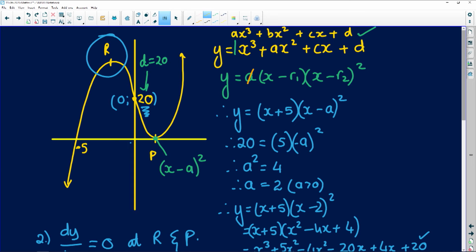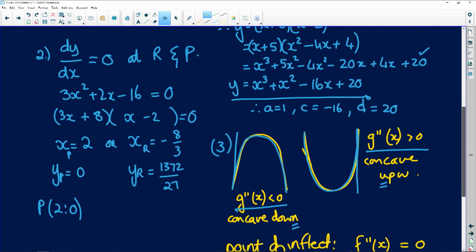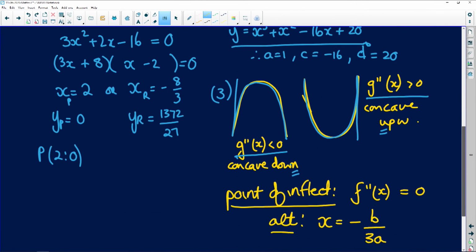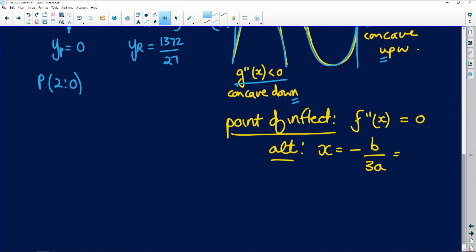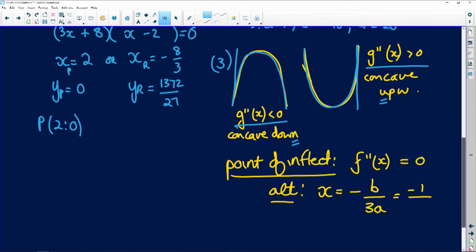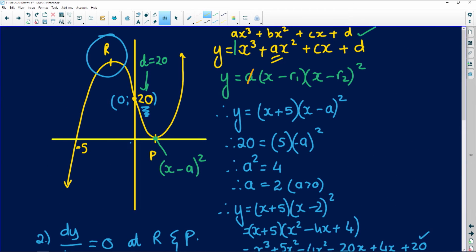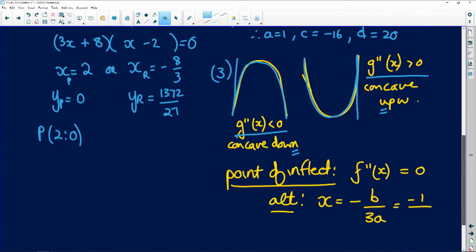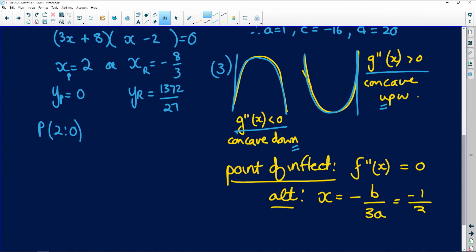So I'm looking at the coefficient of the x squared term, which in this case was the value of a. Okay, and the value of a was 1. So this becomes minus 1 over 3 times a. Now that a is the a that's right here at the beginning, and that a is 1. Okay? So you have x is minus a third.